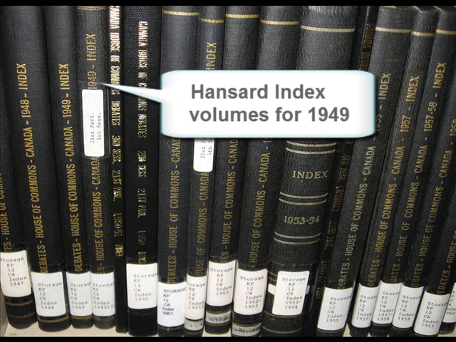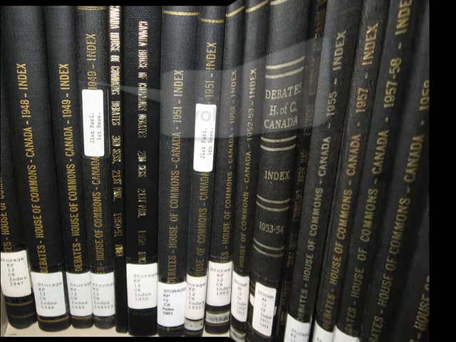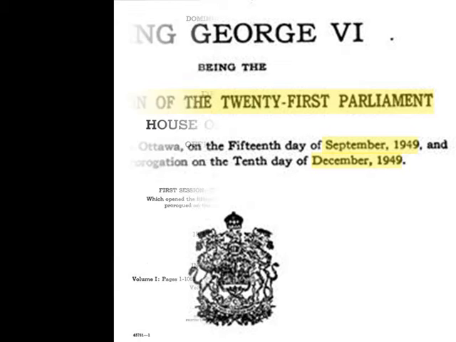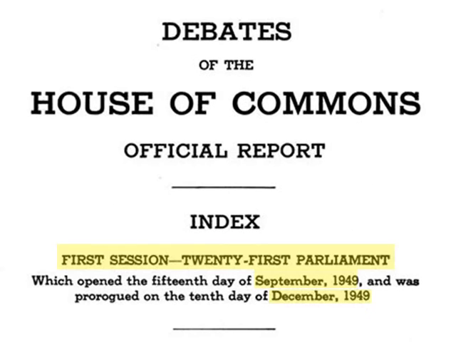We can see that there are two index volumes for the year 1949. To know which index to work with, match up the parliamentary session. In our example, the Act to amend the Criminal Code, which added the crime comic law, was introduced in the first session of the 21st Parliament, which ran from September to December of 1949. So we want to work with the Hansard Index for the first session of the 21st Parliament.